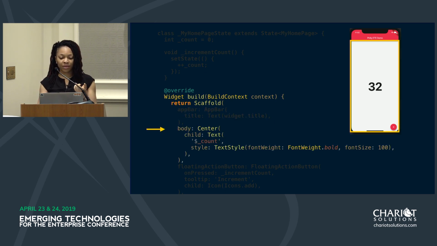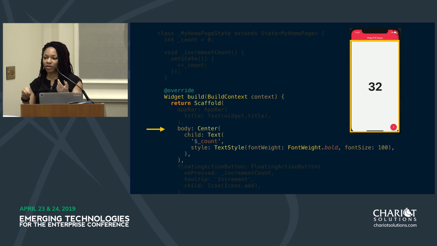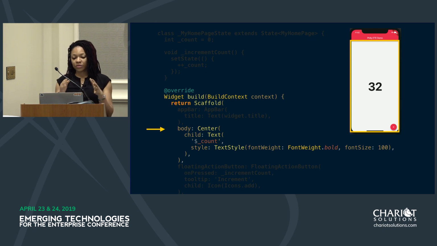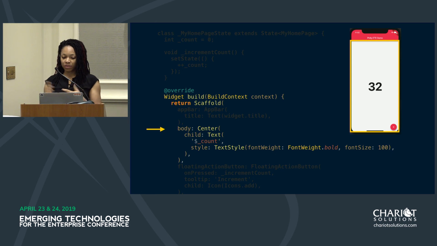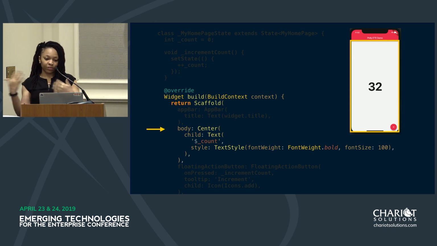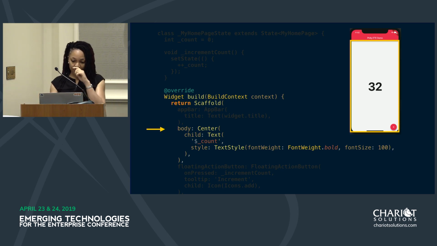It has the body. In this case, my body is just two widgets. So you can see what I was saying earlier, that in order to center text, I would need a widget. So in this case, I'm using a center widget, and I'm using a text widget. The text widget just displays the count that I'm incrementing. And because I wanted the text to have a big size, I chose the font size of 100, and I wanted it to be bold, so I set the text style to that.